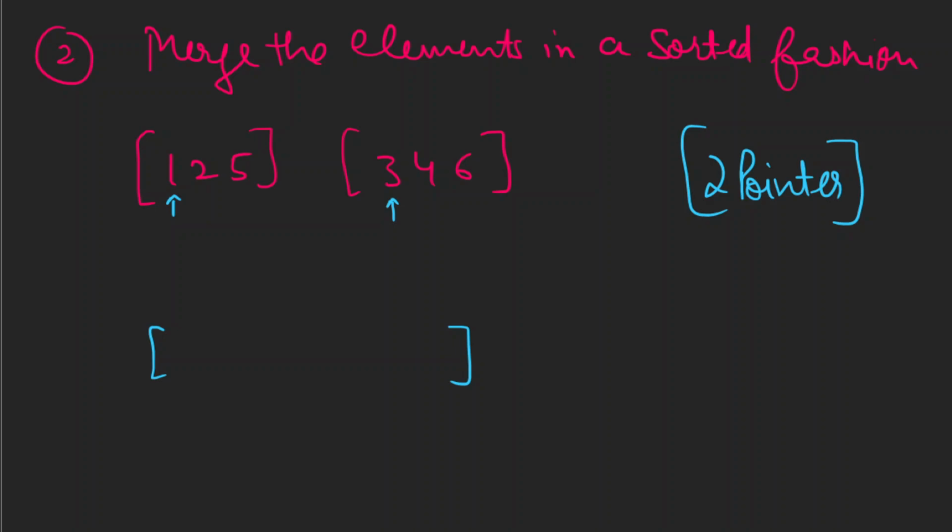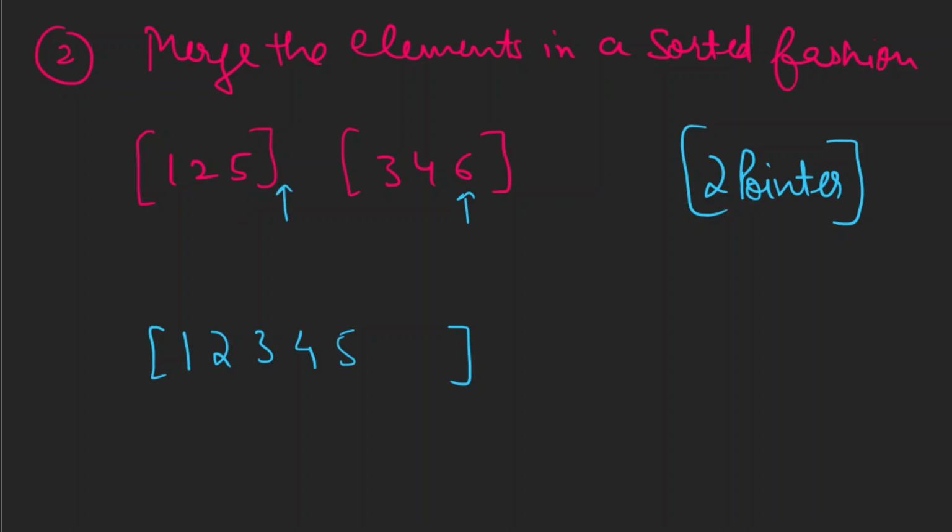which means that out of this 1 and 3, which one is smaller? 1 is smaller, so we are going to store 1 and we're going to increment the pointer which was pointing on 1. And 2 and 3, who is smaller? 2 is smaller, so we're going to increment this one. 3 and 5, which one is smaller? 3 is smaller, so we're going to increment this one. 4 and 5, which one is smaller? 4 is smaller, so we're going to increment this one. And 5 and 6, which one is smaller? 5 is smaller, so we're going to increment this one.